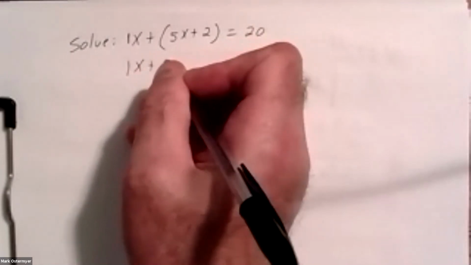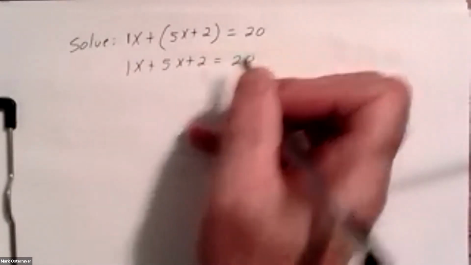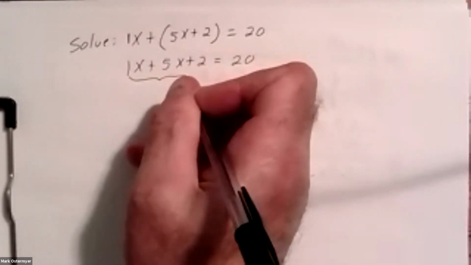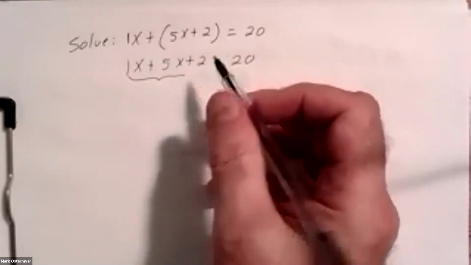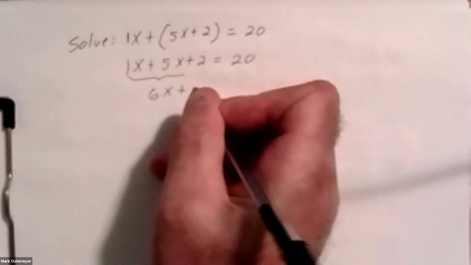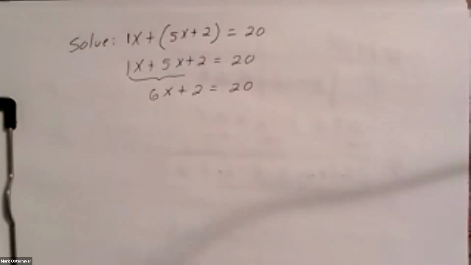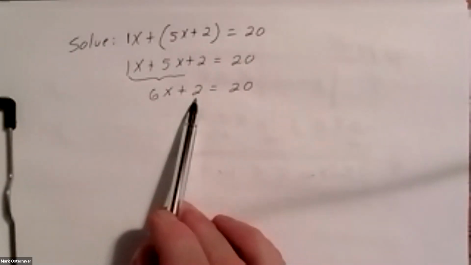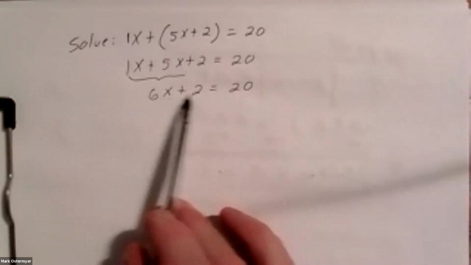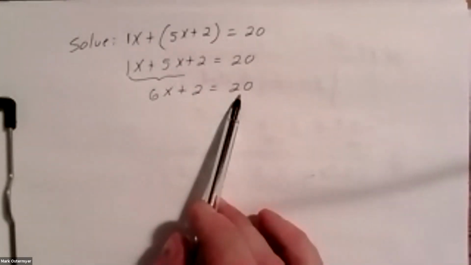Anybody? 1x and 5x. All right, we should combine these like terms of x here. So 1x plus 5x combined gives us 6x. Now the left side cannot be simplified anymore. These are not like terms. You cannot add 2 to 6. The right side's already simplified.